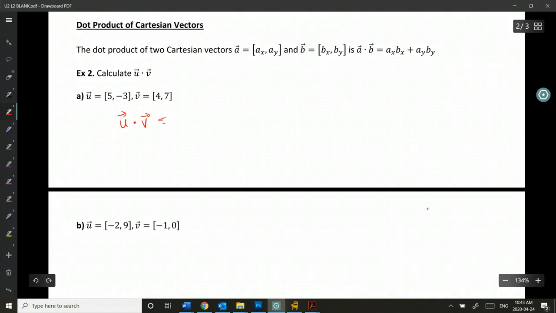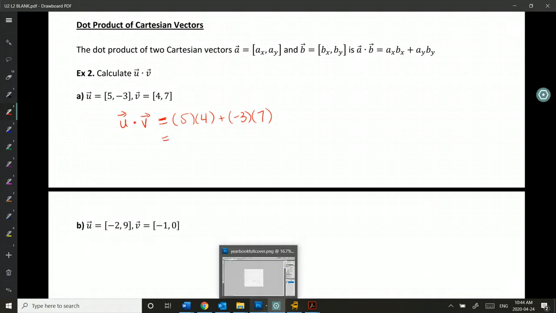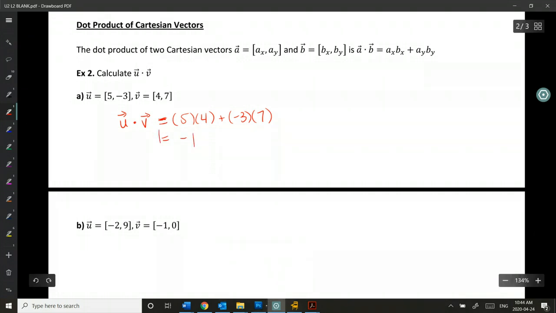So I'm basically just going to take the x components here and multiply them, and then we're going to take the y components and multiply them, and then we'll add. So we're going to get 20 minus 21. That will give us negative 1. Okay, that gives me some indication that these vectors are making an angle together that is greater than 90 because the result is negative.